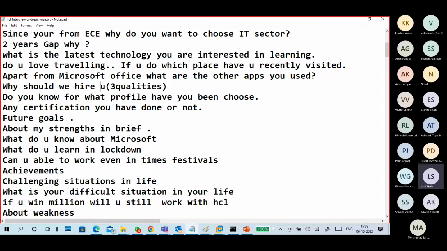Okay, so any certification you have done, like CCNA, MCSA, ITIL, or Amazon certificates, a Cloud AWS certificate, an Azure certificate, any certificate you have done, just tell them what it is. Otherwise, no problem. Future goals. What are your future goals? It should be more about career goals only, guys, not your personal goals.